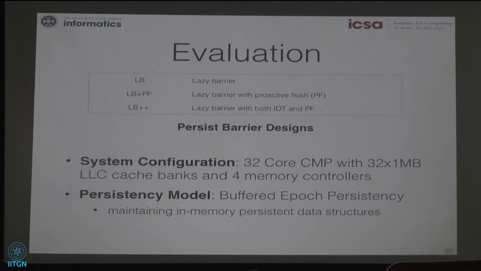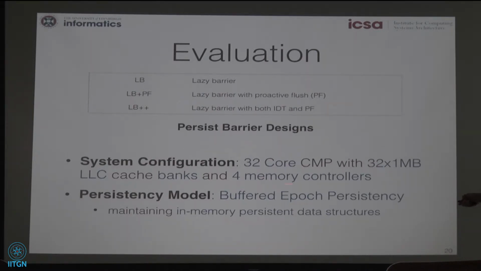evaluation results. So what we'll see is a lazy barrier which has these conflict problems, both inter-thread and intra-thread. Then we'll look at lazy barrier with the proactive flush mechanism. And finally, we'll look at LB++, which is the lazy barrier which implements both the proactive flush mechanism and also a mitigation technique to ensure that you correctly track inter-thread dependencies as well.